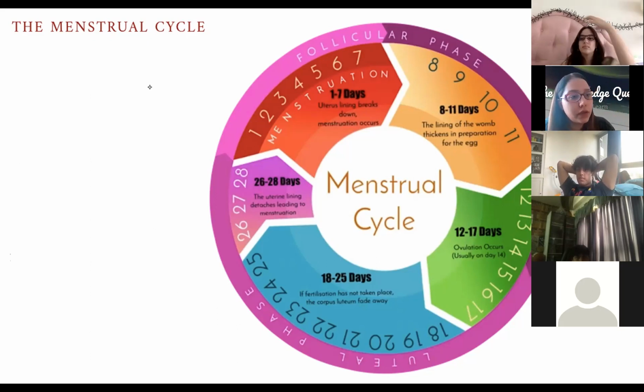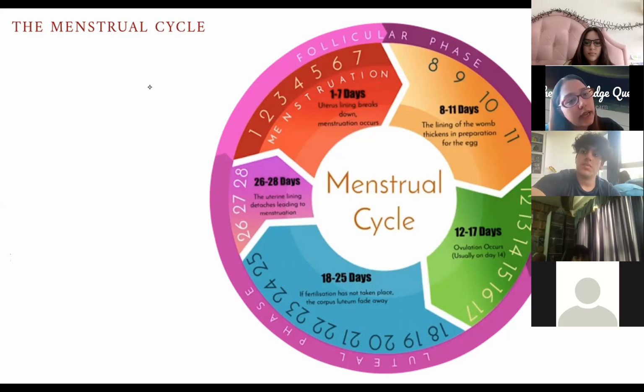So it will start preparing for the new fertilization. Maybe the fertilization will occur, maybe the embryo needs to get implanted. So in 8 to 11 days, the lining is again being prepared so that the embryo can get implanted into the lining. Okay, what happens after that? What happens between 12 to 17 days?